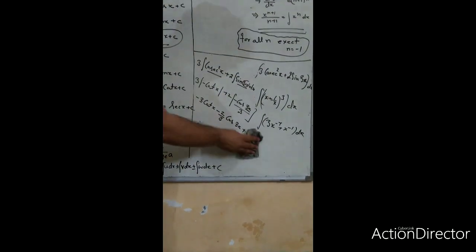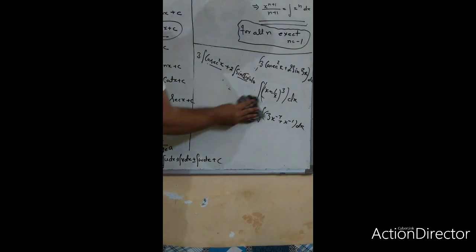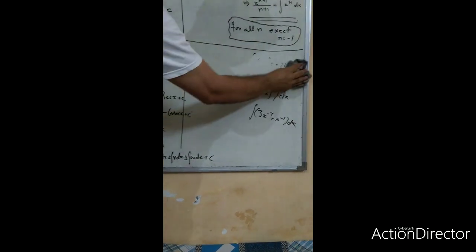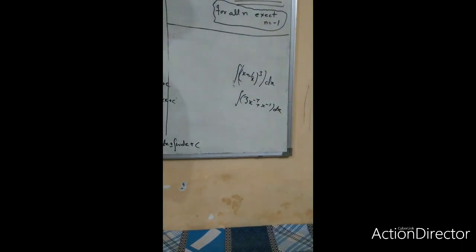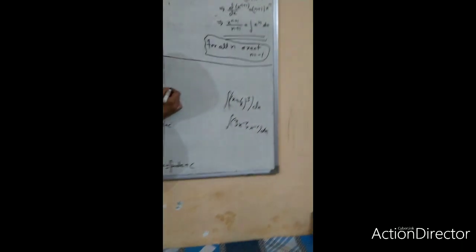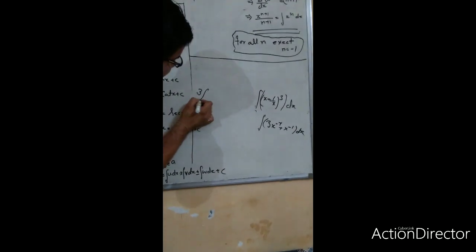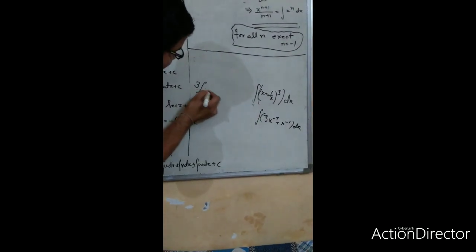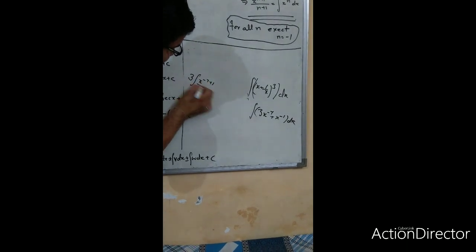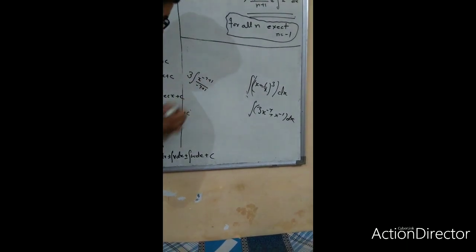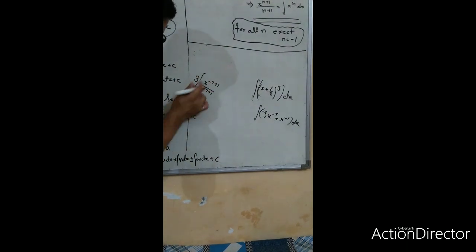Okay, now we will do the third numerical. This is our third numerical. You can check it. You have to take 3 outside, but integration of x to the power minus 7, that means x to the power minus 7 plus 1, divided by minus 7 plus 1. This is the first integration. This integration is solved.